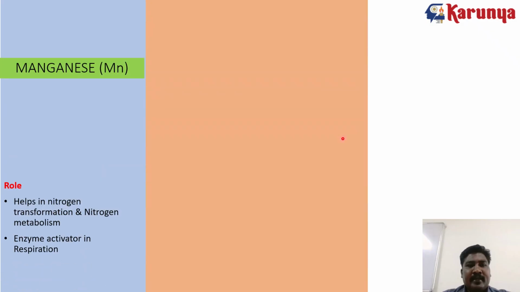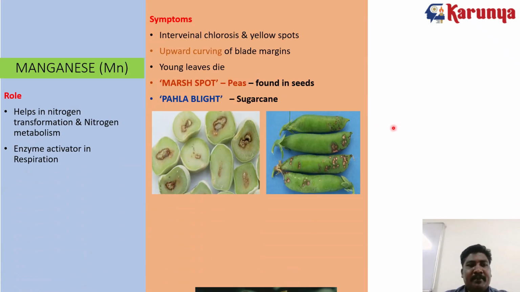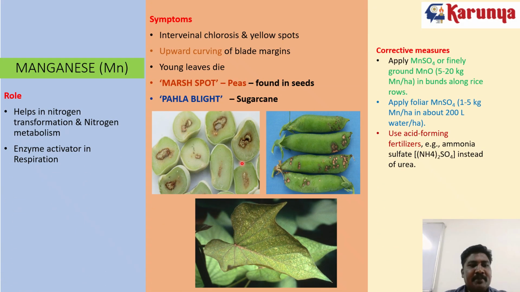And the next element is manganese. Manganese helps in nitrogen transformation and nitrogen metabolism because they have a synergistic effect, and it also functions as an enzyme activator and is involved in respiration. The symptoms are interveinal chlorosis, yellow spots, upward curling of blade margin. You see here the blade margin itself shows upward curling.